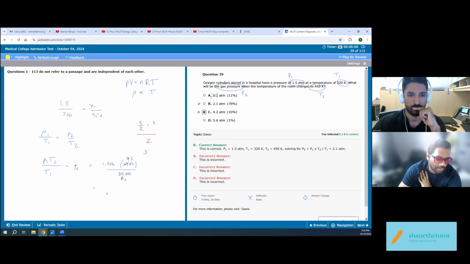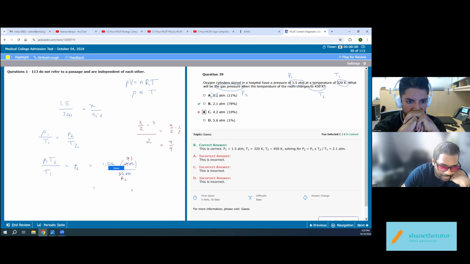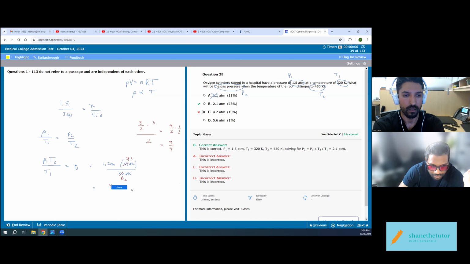Let me go back. So this will just be 9 over 2 over 2, which is the same thing as multiplying it by its reciprocal, 1 over 2, 9 over 4. But okay, let's do it without the fraction. So 1.5 times 3. Well, that's not bad, right? That'll just be 4.5, right? 1.5 times 3.